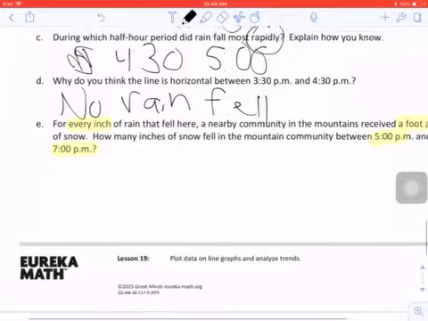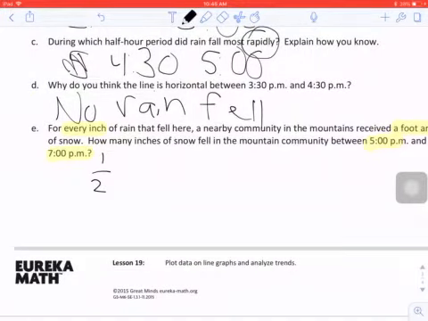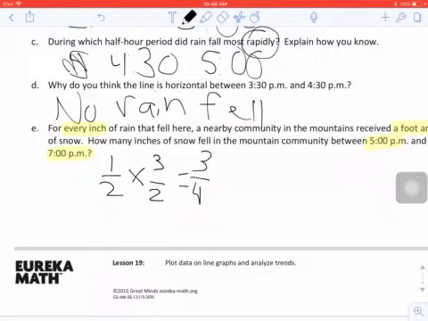So if 1 inch of rain fell and the other place received 1.5 feet, I would say half of 1.5 feet, which sounds weird, but if you think of how we multiply fractions, remember that multiplication sign means of, half of 1.5 feet. Writing that as a fraction, 1.5 feet would be 3/2. Half of 1.5 feet equals 3/4 of a foot of snow.